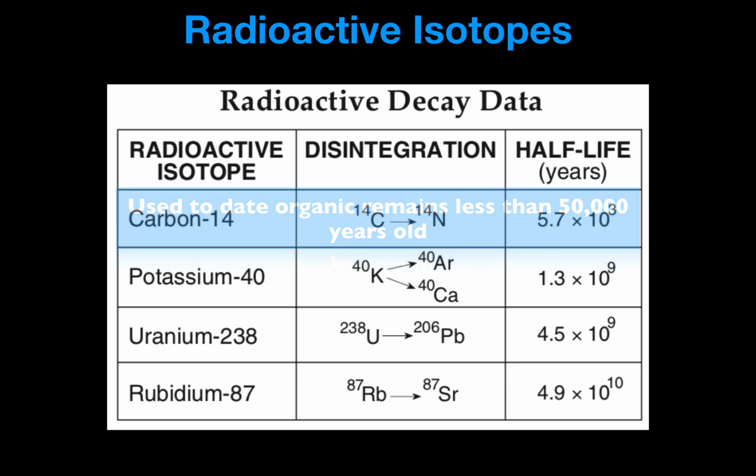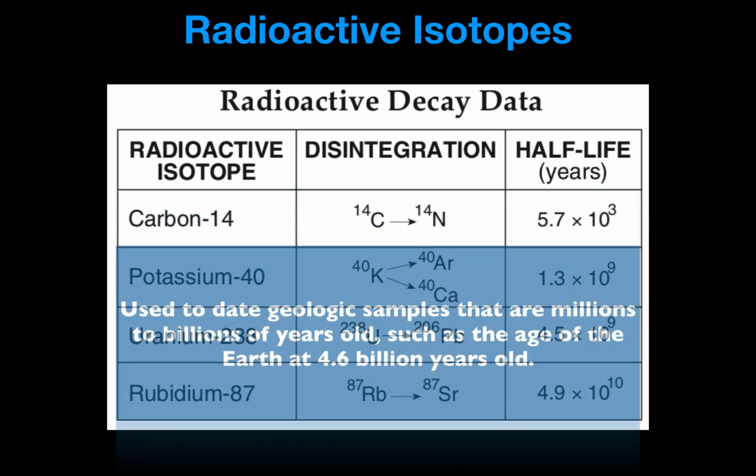The other three radioactive isotopes on our reference table, you can tell, have much larger half-lives. They are in the billions of years in terms of half-lives, and these are used to date geologic samples that are millions to billions of years old, such as rocks, for example. This is how we know that the age of the Earth is 4.6 billion years old, because we found samples of meteorites that have radioactive isotopes, and we were able to use those isotopes specifically to figure out how old those samples are.